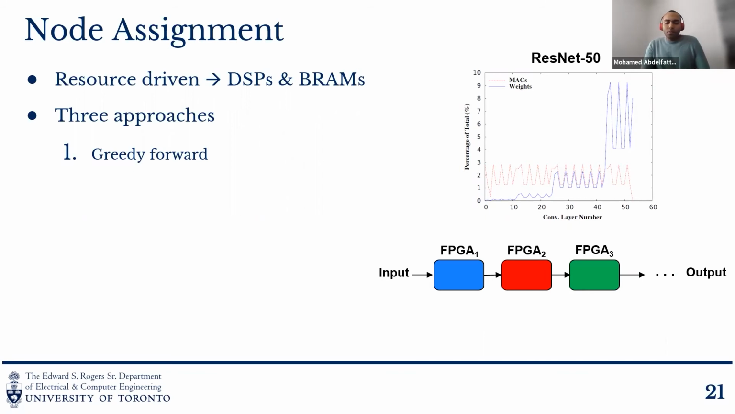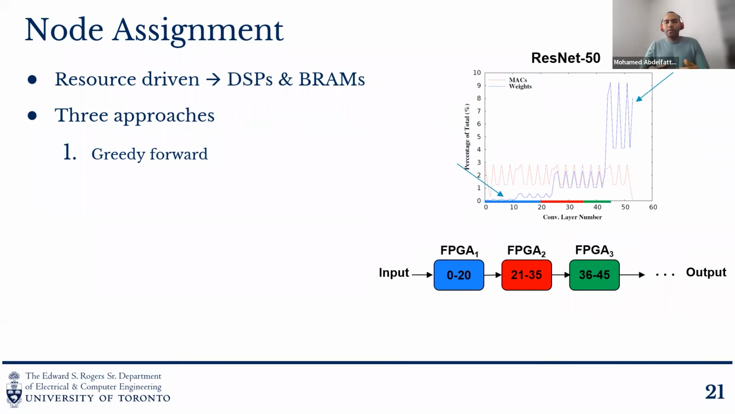The first approach that we use is called the greedy forward approach. In that approach, we just move forward in the network and try to pack as many layers as we can on an FPGA before moving to the next FPGA, as you can see. While this approach is good for small CNNs, it's inefficient for large CNNs because, as you can see, while the distribution of compute is somewhat balanced between the layers, the distribution of weights is not balanced.